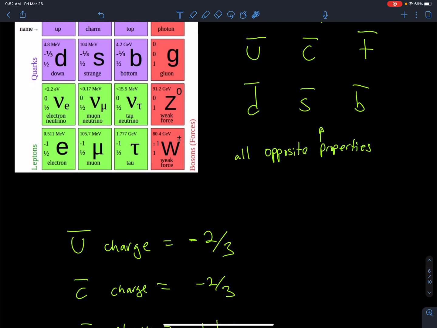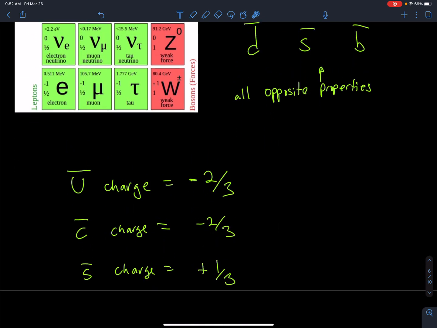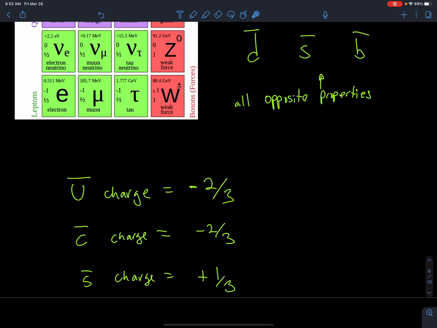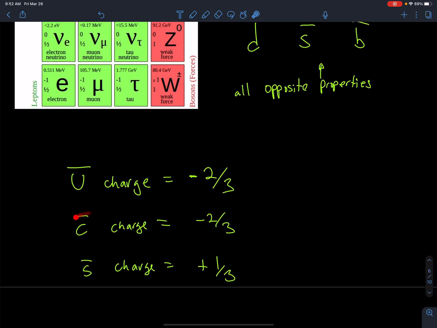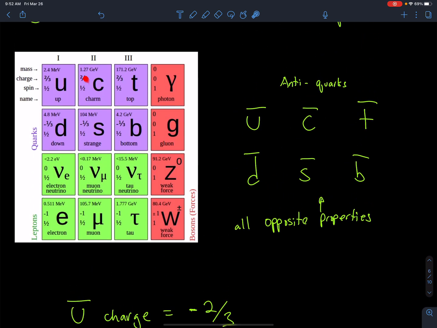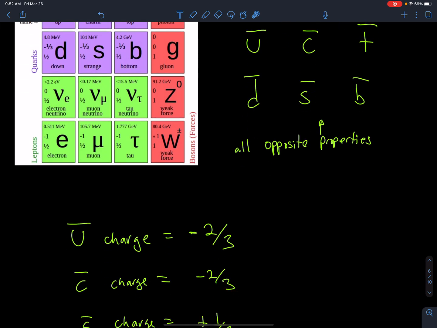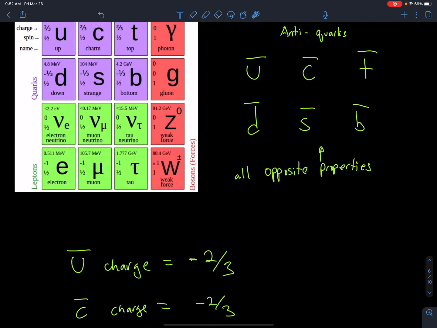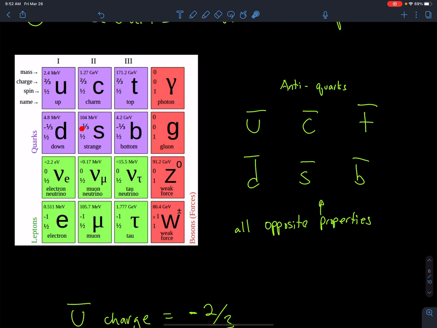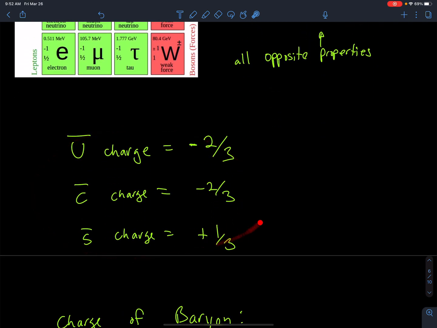So let's take a look at, for example, the anti-up quark, the charge would be negative 2/3. The anti-charm quark, charm is here, would be negative 2/3. And the anti-strange quark would be positive 1/3. Okay, that would be the properties of those particles.